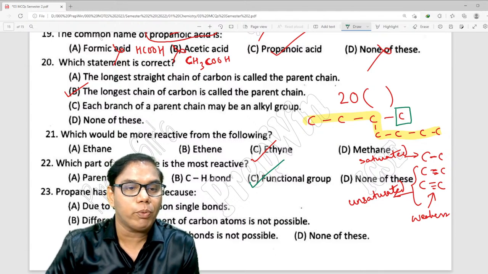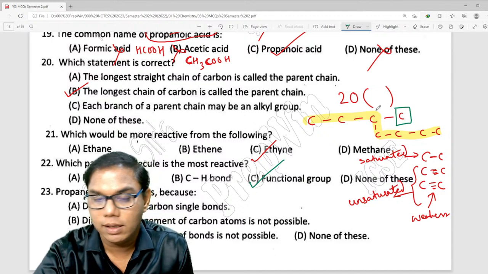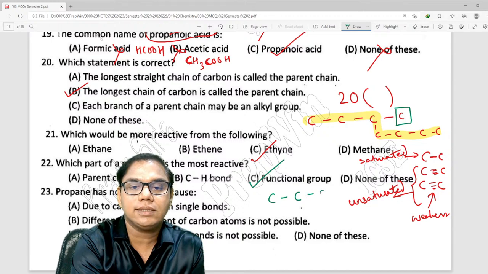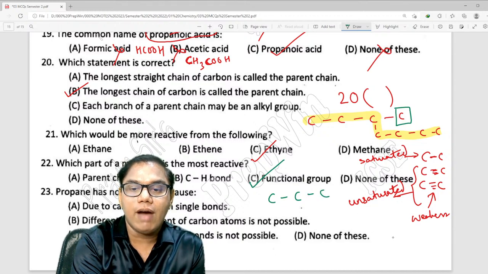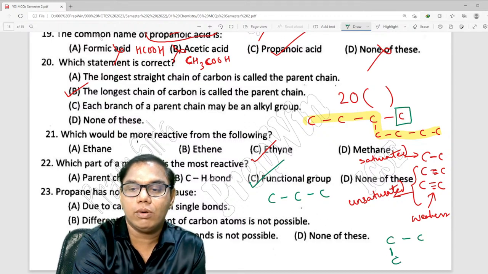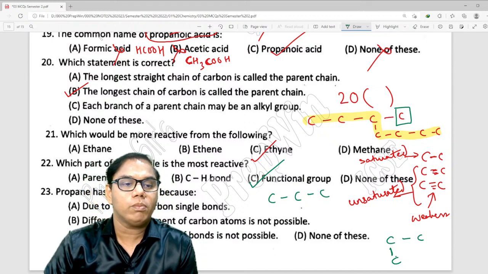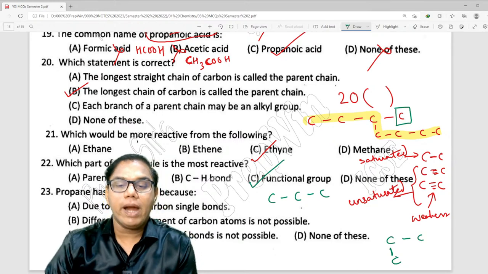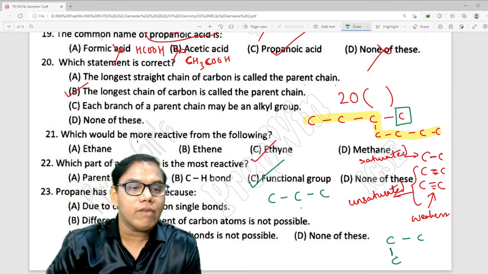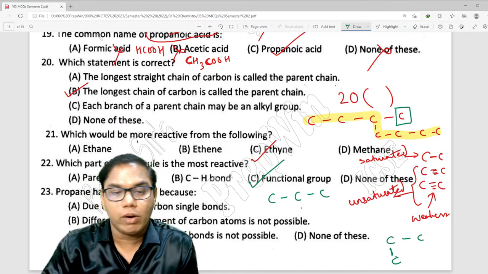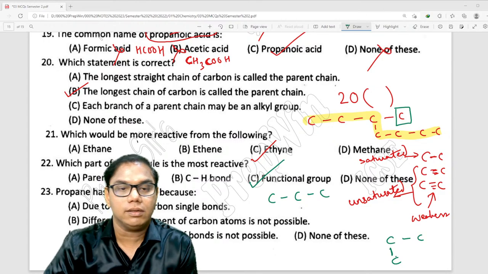Okay, last one, propane has no isomer because when there are three carbons, no isomer. How do we arrange this in three different ways? Even if I arrange it like this, both are one and the same. If I arrange the third one, it becomes straight chain again. So methane, ethane, propane does not have isomer. What is the correct answer for 23rd?